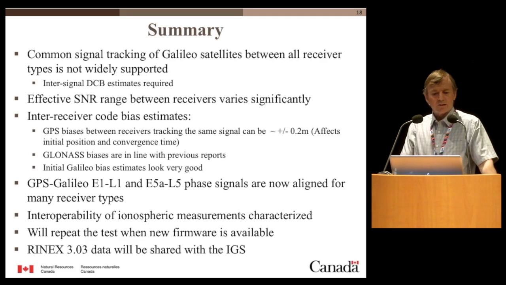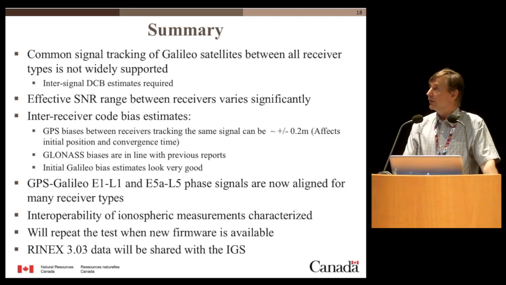We did inter-receiver code bias estimates, GPS biases between receivers tracking the same signals. They can be as large as 0.2 of a meter, 0.3 in some cases, and it affects the initial position estimate and convergence time. GLONASS biases, as I said, are in line with previous estimates. There's nothing new to say there. Initial Galileo bias estimates look very good. The phase alignment between E1, L1 and E5A and L5 are also aligned for most receiver types. Interoperability of the ionospheric measurements are characterized and they're interoperable.